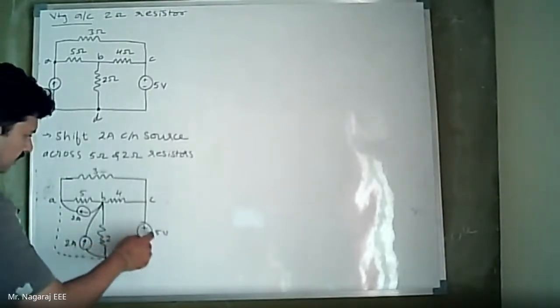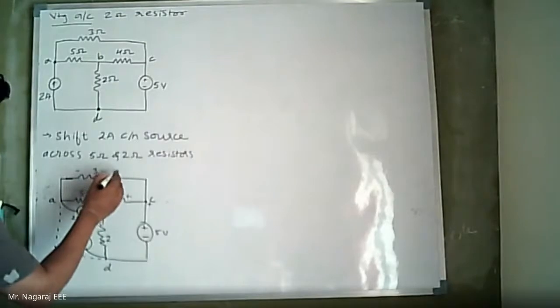So this is one case. Now in the second stage, I will shift the 5 volt voltage source beyond the node C. Now observe, node C is at positive potential. Because node C is at positive potential with this source, 3 ohm is at positive potential connected to node C, 4 ohm is at positive potential connected to node C.